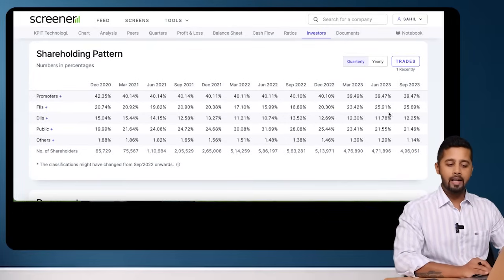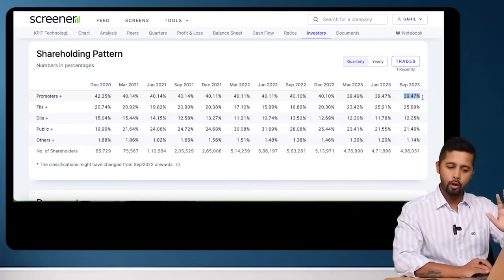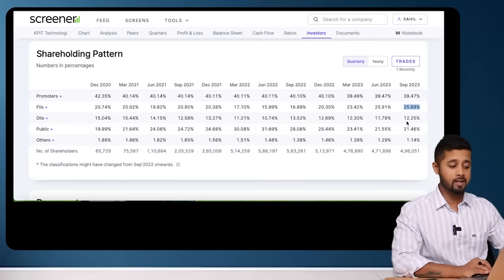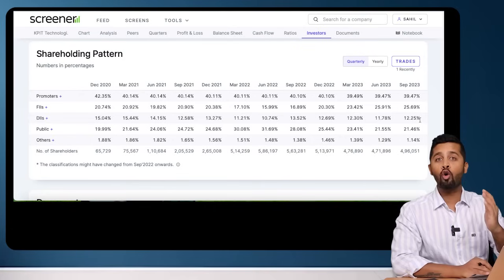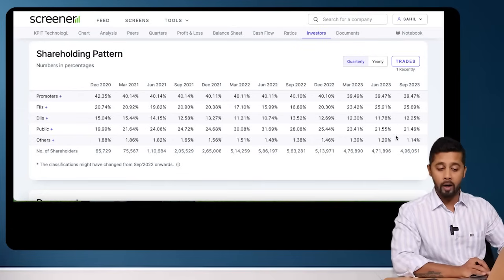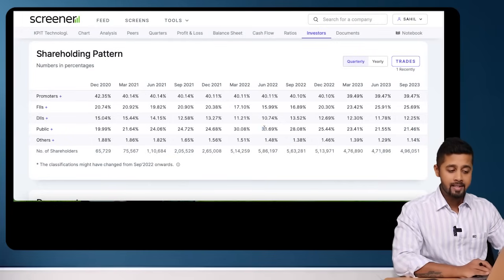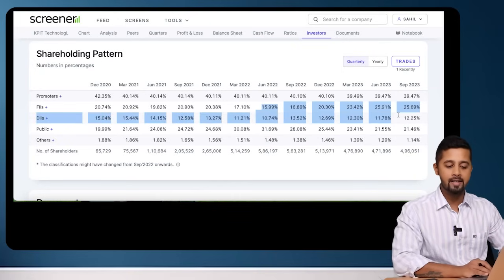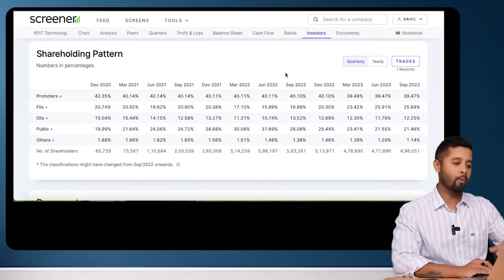speaks a lot. Clearly you can see the promoters have a decent holding of around 40%. FIIs are holding 25.6%, DIIs holding. So strong confidence of both FIIs and DIIs in this company. Public holding is at 21%, and in fact it has consistently reduced in the last 5-6 quarters. So weak hands of the public are selling and strong hands of both FIIs and DIIs are consistently buying KPIT. That is a positive sign.